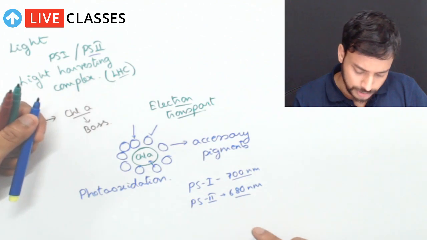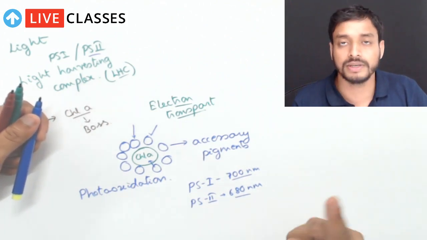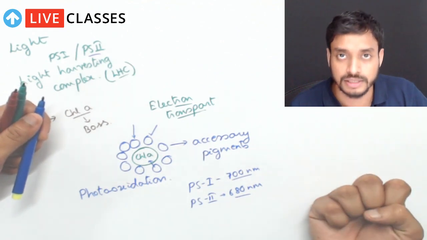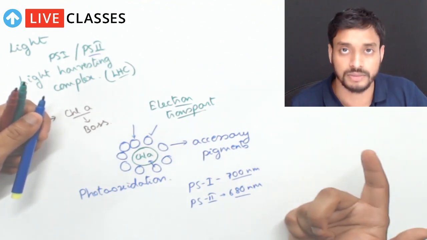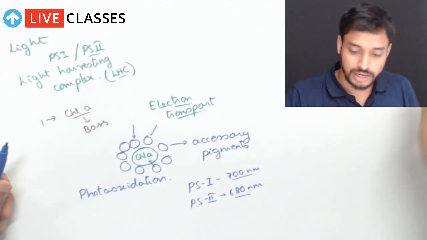Now how can you remember? I can help you. Photosystem 1 is the second one. Remember, the second one absorbs the lower wavelength, and the first one absorbs the higher wavelength. Okay. Now we can continue with our discussion.